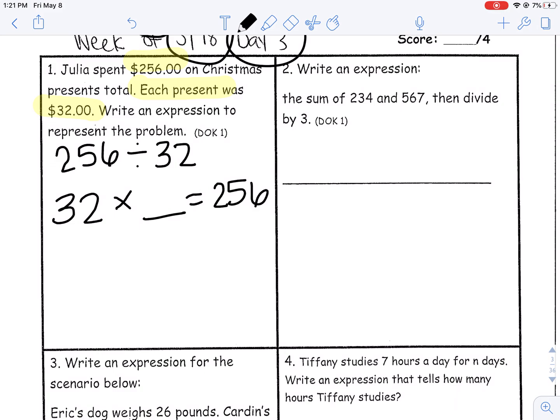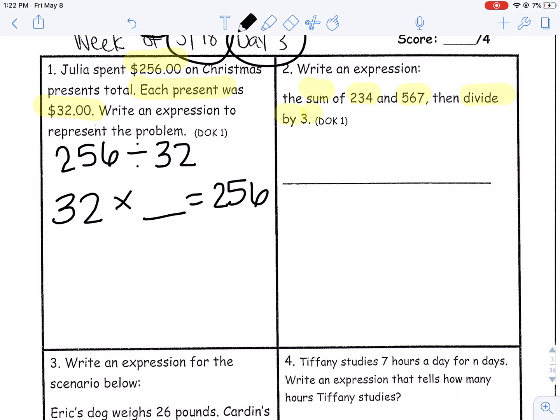Okay, number 2, write an expression. Once again, I only have to write the expression. So it says the sum of 234 and 567, then divided by 3. So let's look at our important things. Sum, vocabulary word, important. 234, 567, divide by, and then 3.